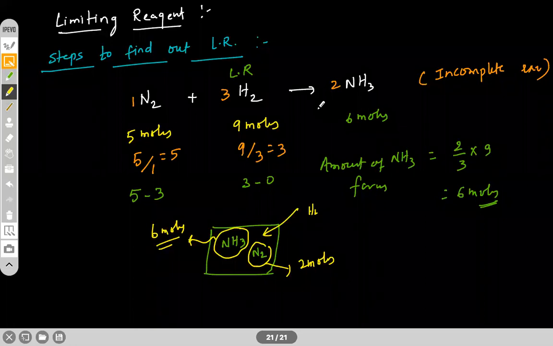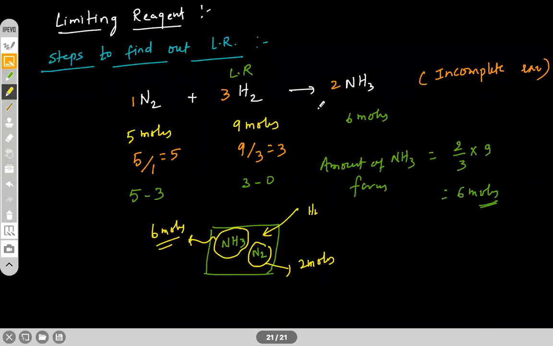Is it clear? We can also do this another way. We can say that 5 moles of N2 require 15 moles of H2 to give this much NH3, but only 9 moles are present. So that is the limiting reagent.